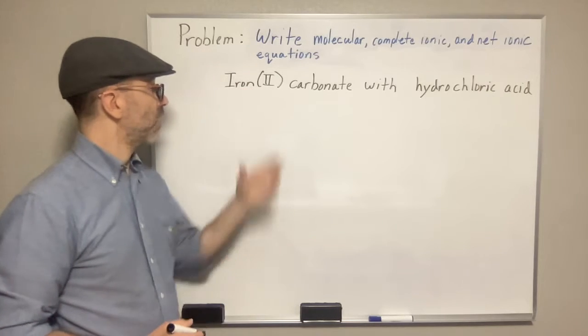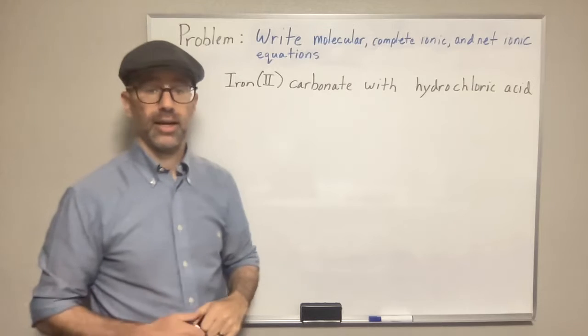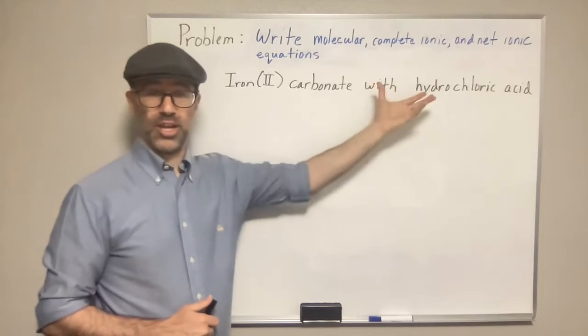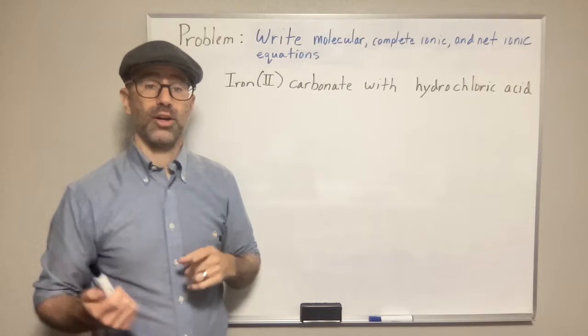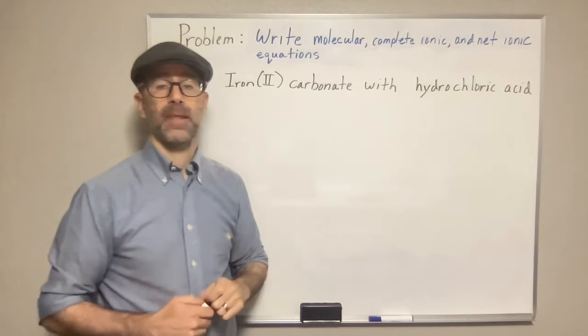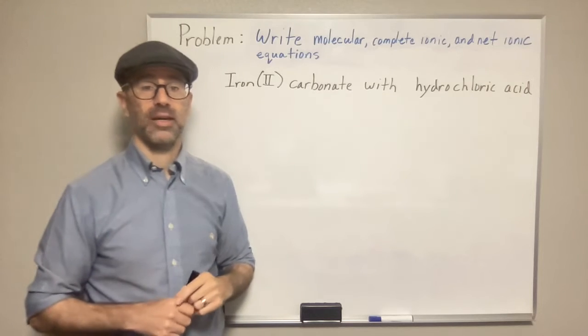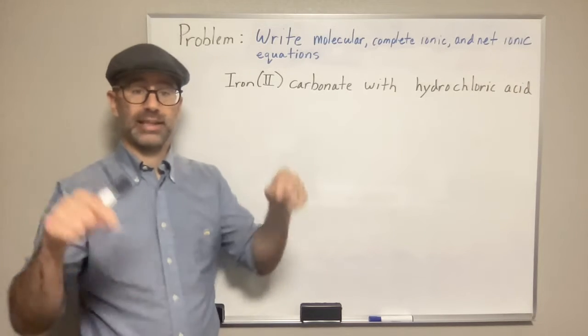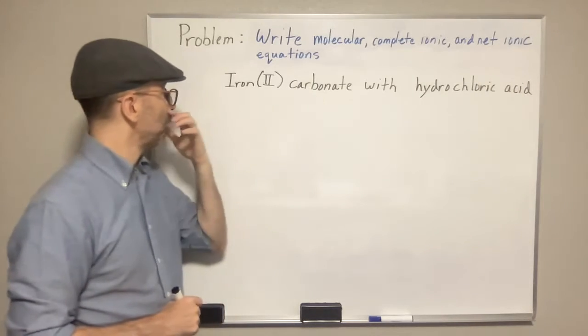So iron 2 carbonate and hydrochloric acid, those are the two reactants that we're looking at. We have them here in their names. We're given the names, we need the formulas. So you need to know how to go from the name to the formula. If you are struggling with that or need help with that, please see my videos on naming ionic compounds. I'll link them in the description. So let's go over how to do that here.